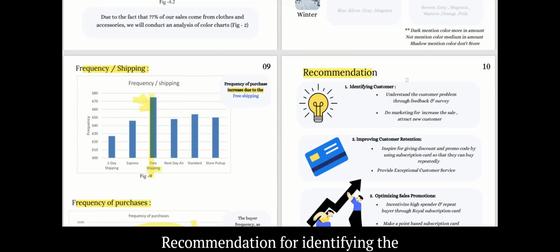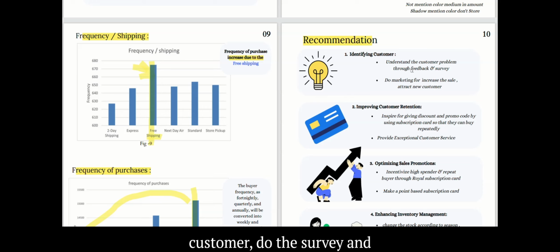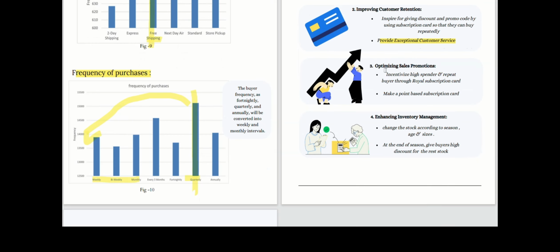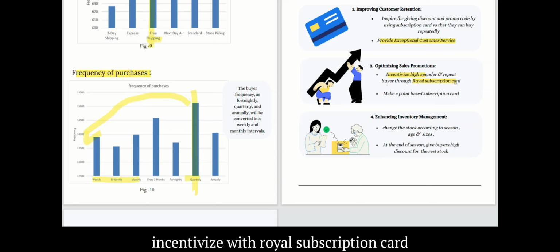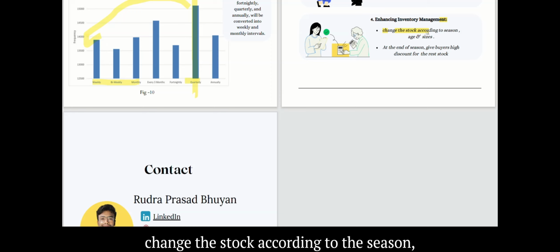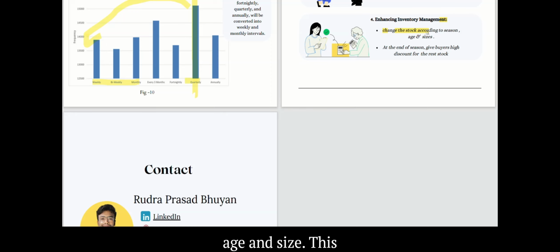Recommendation for identifying the customer: do the survey and go through the feedback. For improving customer retention, provide customer service, optimize the sales promotion, incentivize with a royal subscription card and make a point-based subscription card. Enhancing inventory management: change the stock according to the season, age and size.